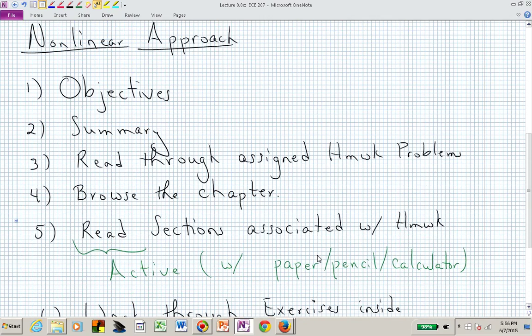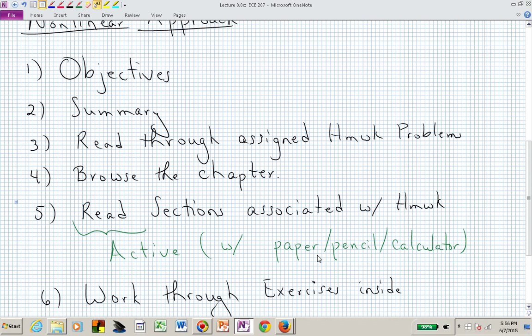It's not necessarily linear. You may be jumping back and forth, but then when you do identify the sections of interest, you will want to work through those in an active fashion and be comfortable with that material.